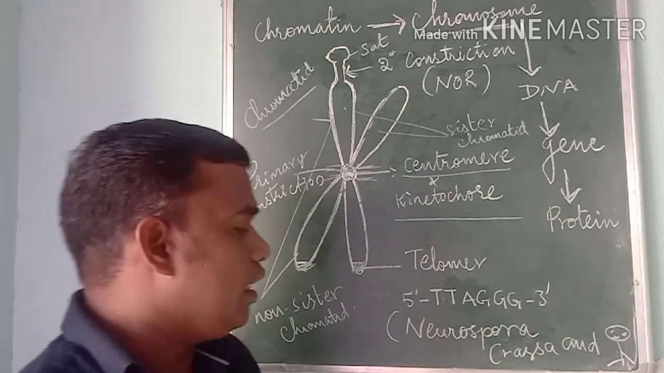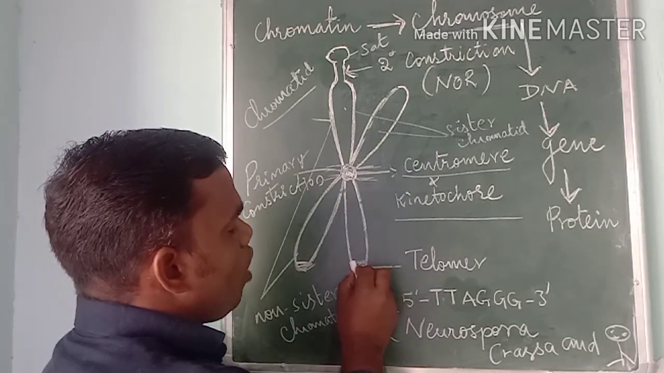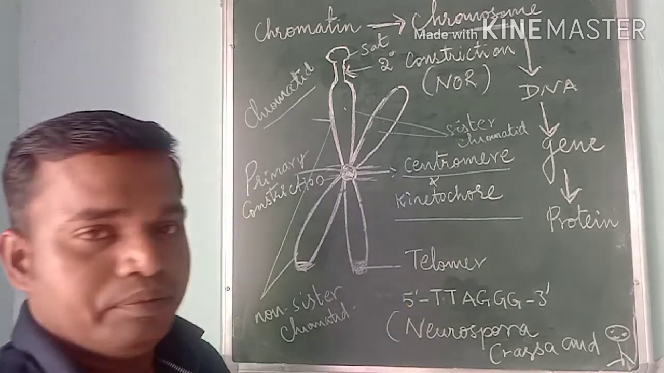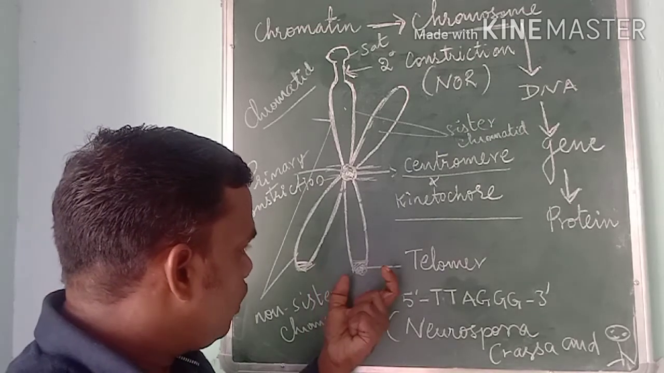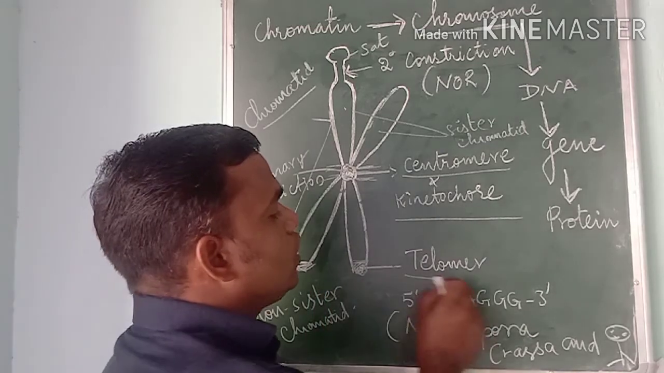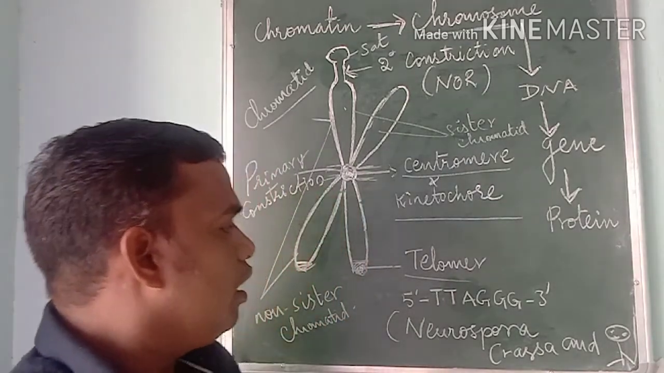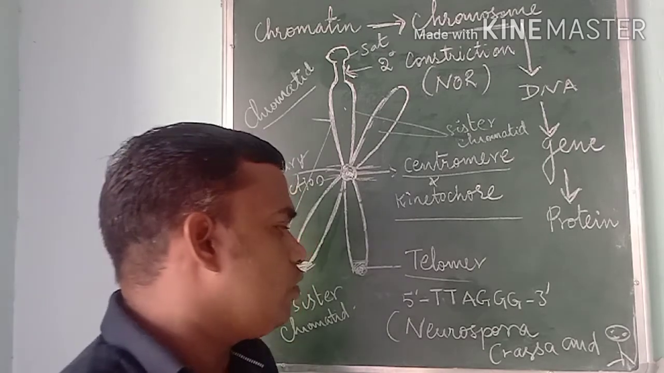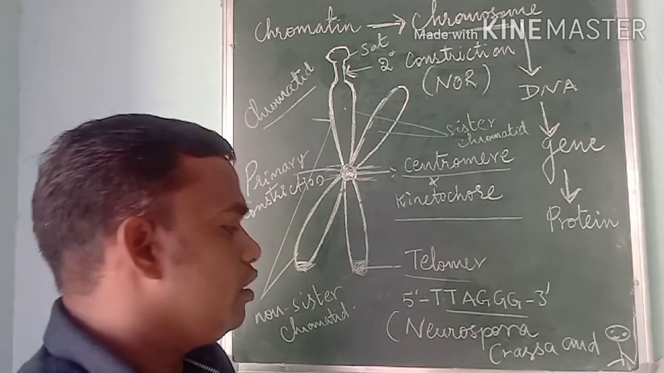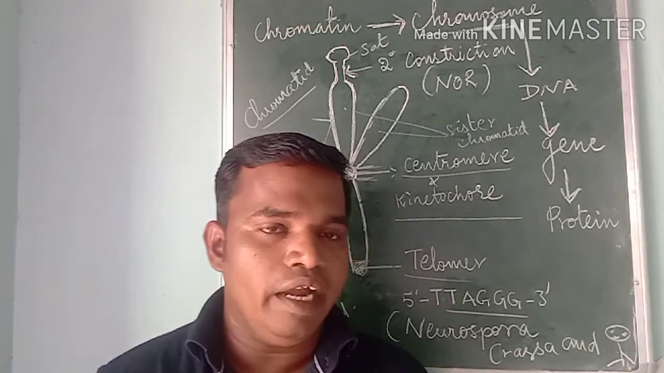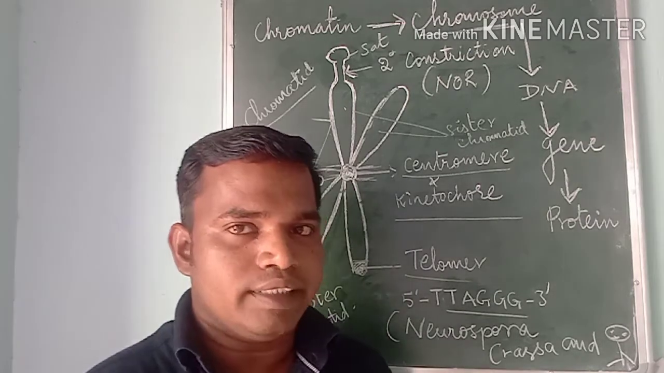Got it? Okay, fine. At the end of the chromatids, there is a small portion called the telomere. Telo means end. Repeated short sequences are identified at the end that form a telomere. This telomere has repeated short sequences, 5' to 3', TTAGGG. These telomeres are identified in Neurospora crassa and human beings.